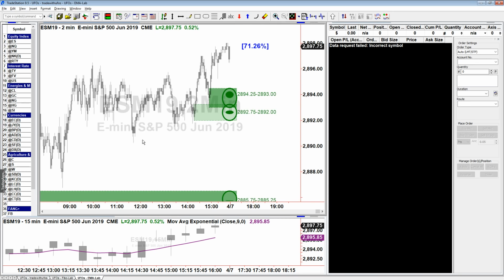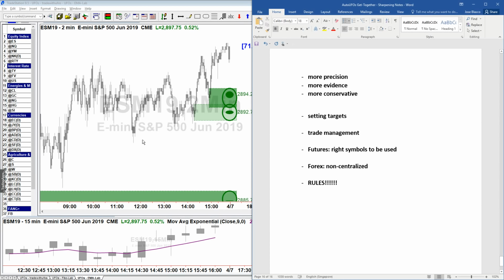Then I'm going to provide you information in a way that is modular enough where you can change the sequence of certain sections. For example, in this methodology, I'm using a moving average on the UFOs, and then I'm going to add a bunch of rules for more precision and more evidence.